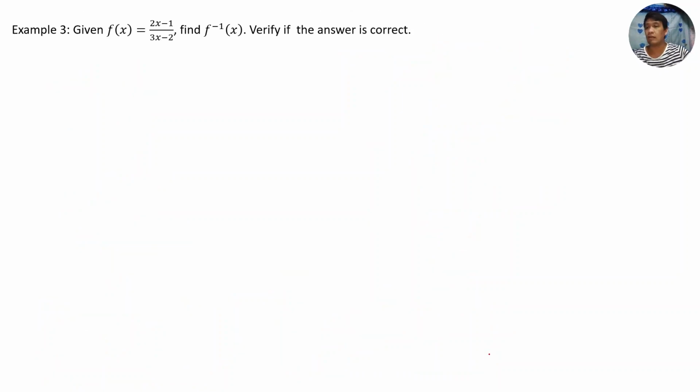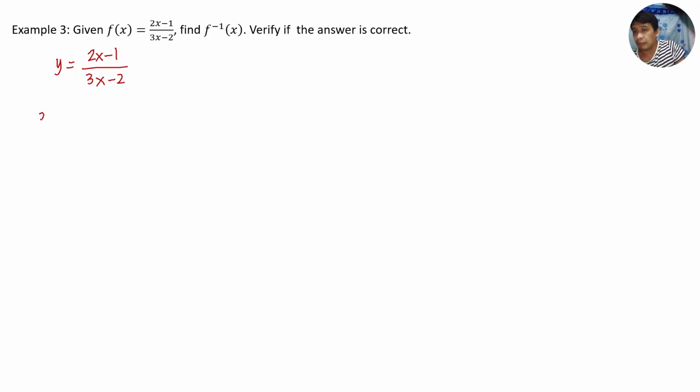So let us now try, given f of x is equal to 2x minus 1 over 3x minus 2. Find f inverse of x. Then we verify if the answer is correct. So again, step 1, replace f of x with y. This is 2x minus 1 all over 3x minus 2.